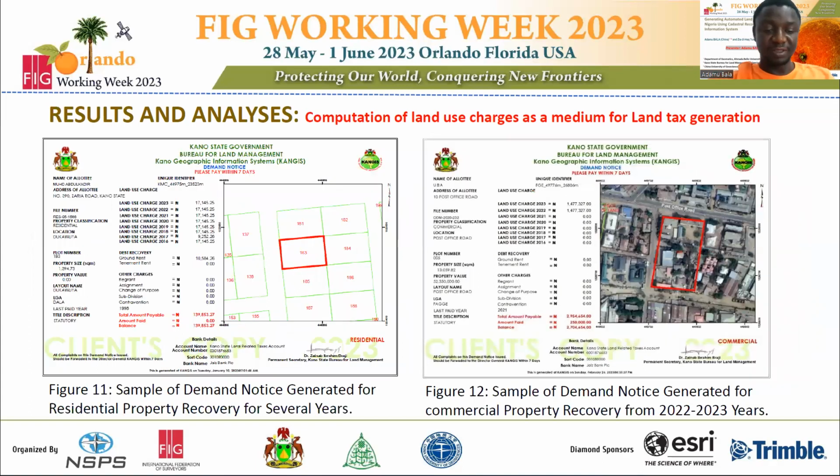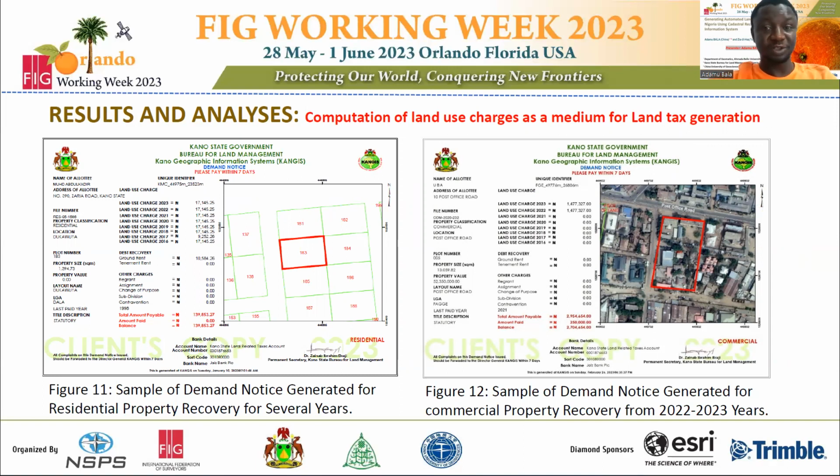And figure 11 is also a demand for the residential properties for several years, which are given to the individual owner of landed properties to pay their land use charges. And figure 12 is a sample of demand notice generated for commercial properties from 2022 to 2023. The demand notices are of different categories because their charges are of course different.